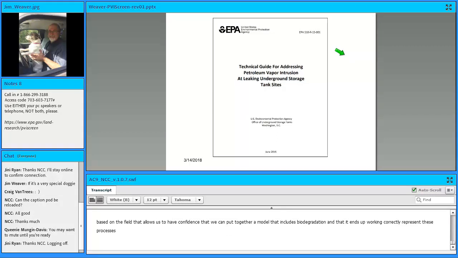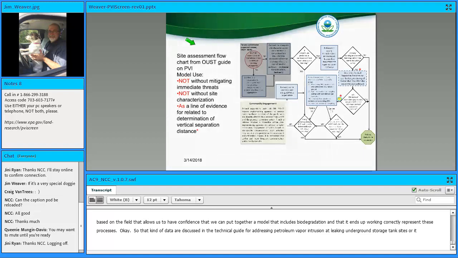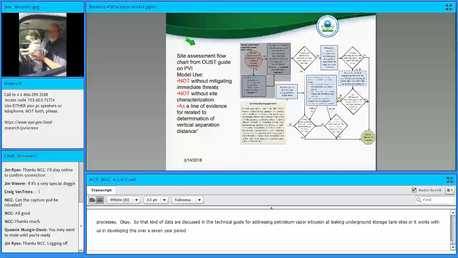Okay, so that kind of data are discussed in OUST's technical guide for addressing petroleum vapor intrusion at leaking underground storage tank sites. ORD worked with OUST in developing this over a several-year period. And one of the things in the document is a flow chart for evaluating and making decisions at sites. So I just want to talk about this flow chart for a minute. It's going to be hard to read. I don't read it very well on my screen here.